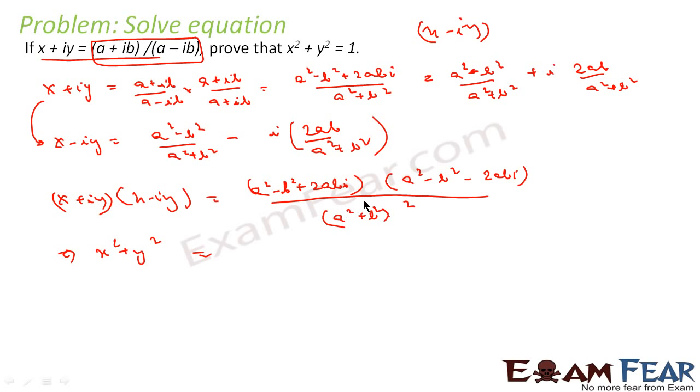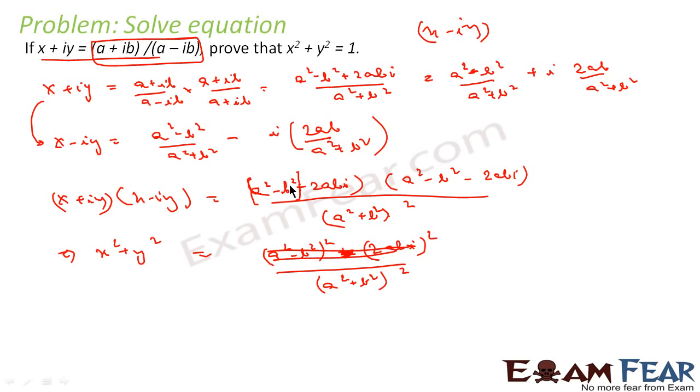Now we have to solve this. So this is nothing but, you see this is x, this is y, this is x, this is y: x plus y into x minus y. So you get x square plus y square, sorry, x square minus y square, by a square plus b square whole square. Correct?